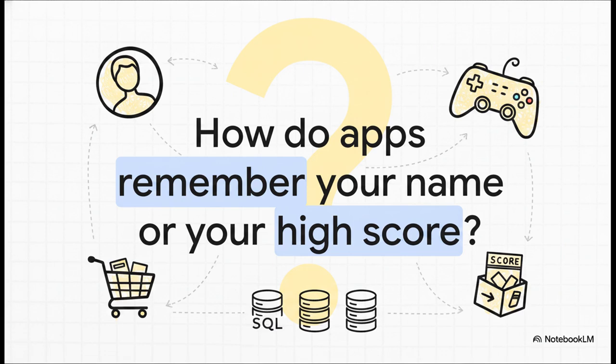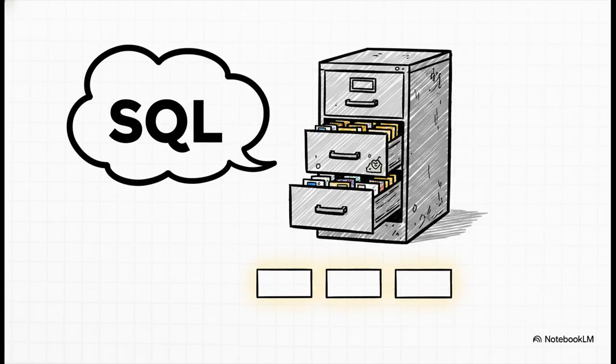You know, when you open an app and it greets you by name or a game remembers your all-time high score? How does it actually do that? Where does that information live? Well, the secret is a database. You can think of it like a giant, perfectly organized digital brain. And the language that we use to talk to that brain is called SQL. By the time we're done here, you're going to know the 3 most important words in that entire language.